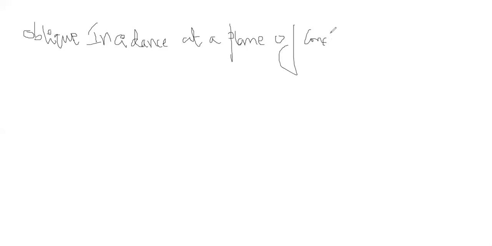So oblique incidence at a plane of conducting boundary. Conducting boundary means there is no transmission because eta is equal to 0. We know the transmission coefficient tau is equal to 2 eta 2 by eta 2 plus eta 1. So whatever the incident beam is there in the z direction, fully it is reflected. I'm taking the conducting boundary.